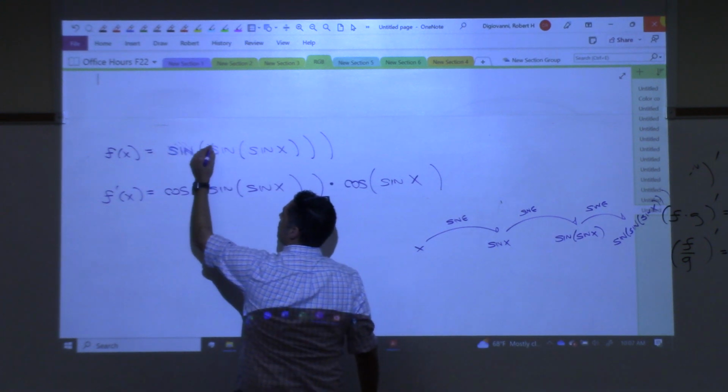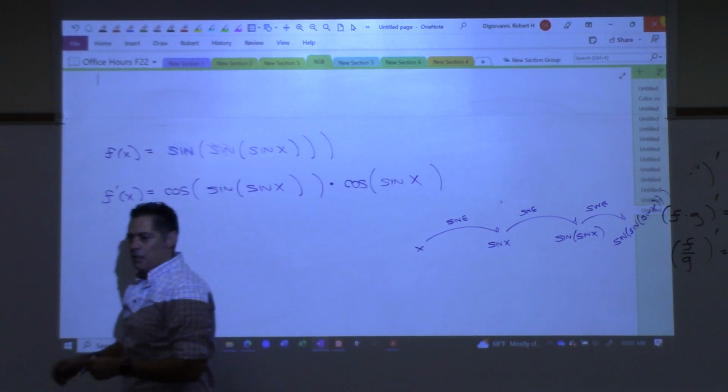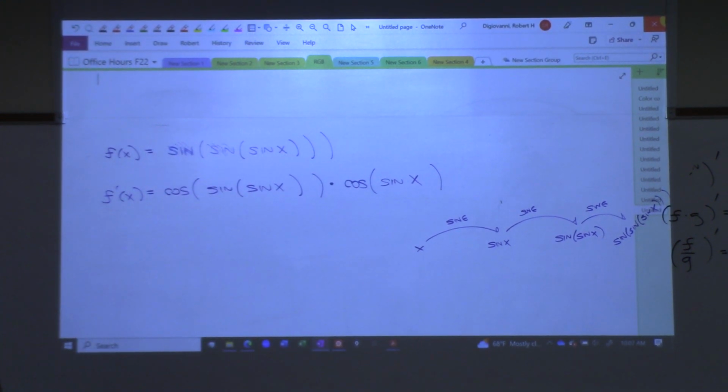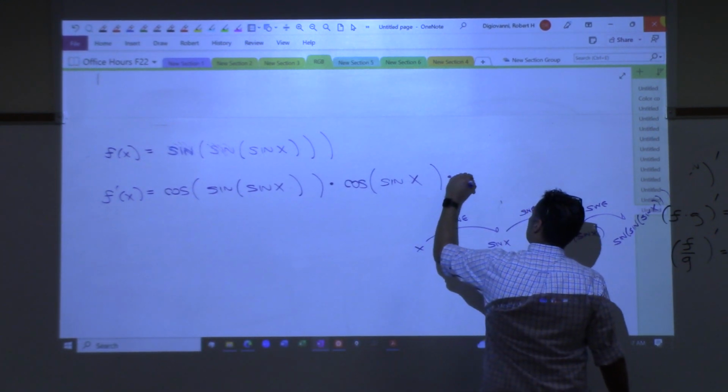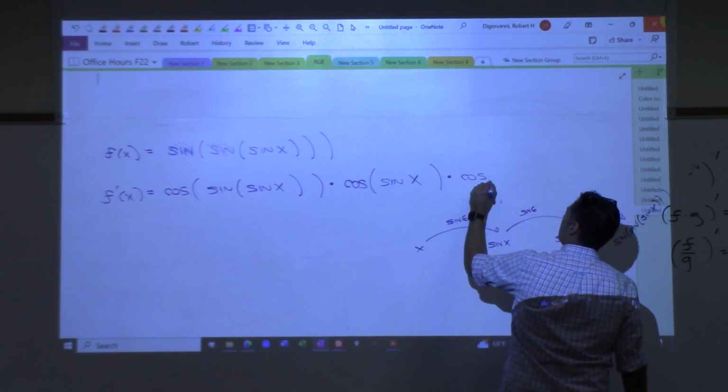I've now taken care of the middle layer. Now I go to the final inner layer, which is sine again, right? And I take its derivative and tack it on to the end. So I put what here? Cosine of x.